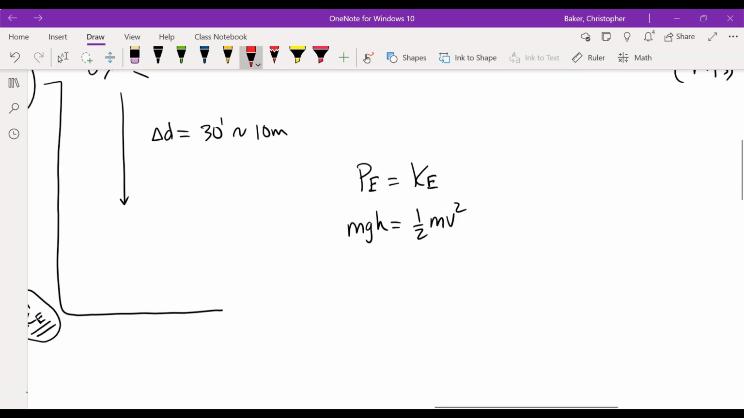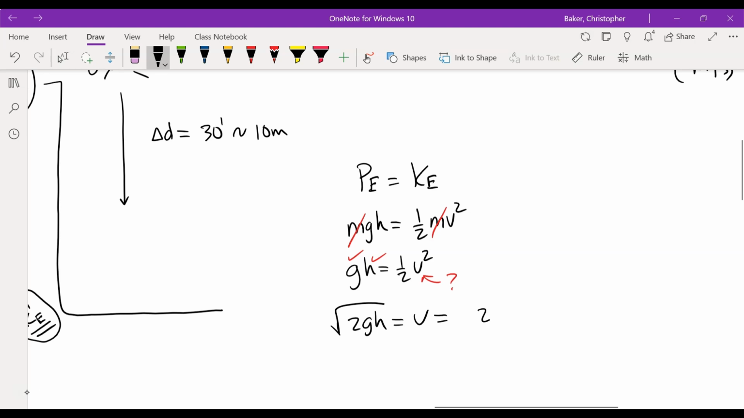If you want, what we can do is we can cancel out m to make our math a little bit easier. It really doesn't matter how much he weighs, what his mass is. So now we're left with gh is equal to 1/2 v squared. Well, we know acceleration due to gravity. We know the height. We don't know the speed at which he hits the ground, but we can calculate that out. So let's isolate v. So you get 2gh, and if we take the square root of that, that will equal our velocity.